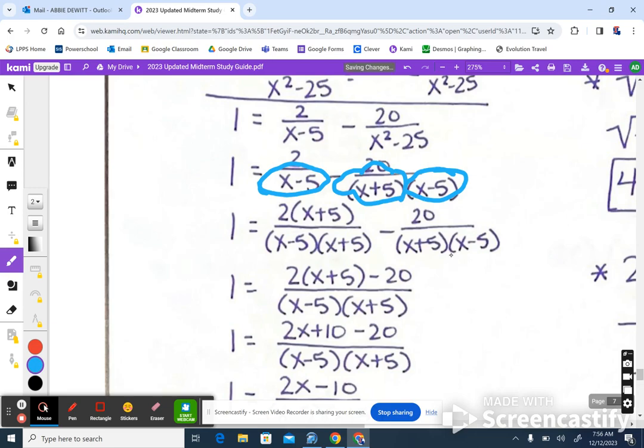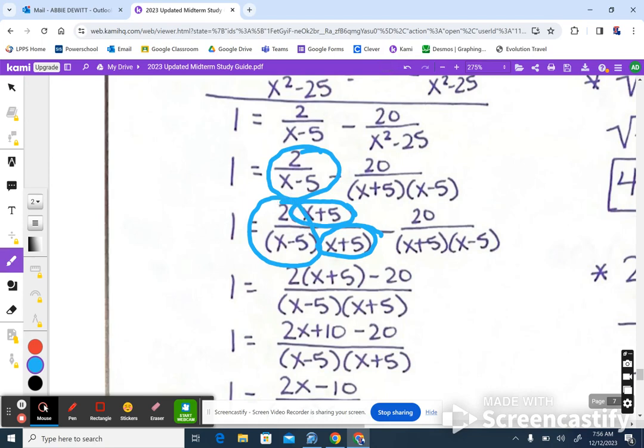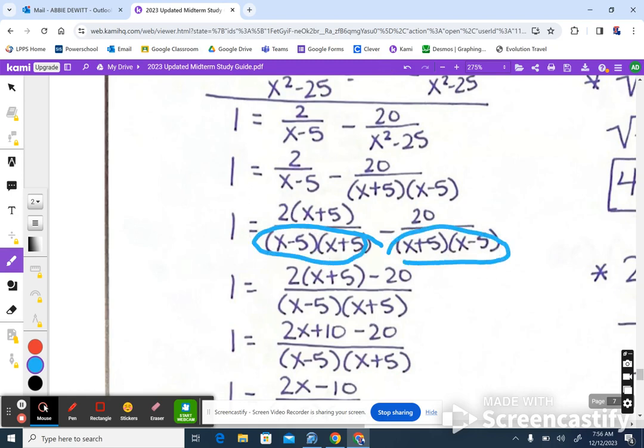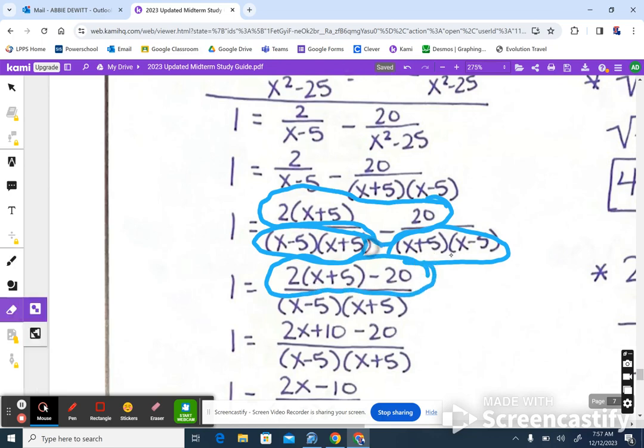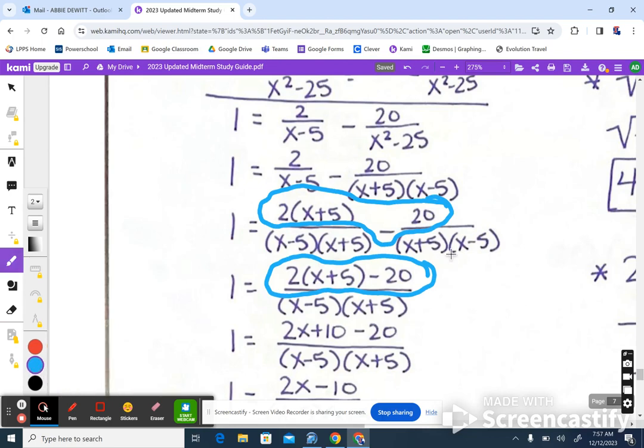So I'm going to multiply my numerator and my denominator by x plus 5. The 2 over x minus 5 times x plus 5 over x plus 5. Then I have a common denominator, x plus 5 times x minus 5. Because I have a common denominator, I can write 2 times x plus 5 minus 20 as my numerator. Okay? And put that numerator all under your denominator, the common denominator, x plus 5, x minus 5.